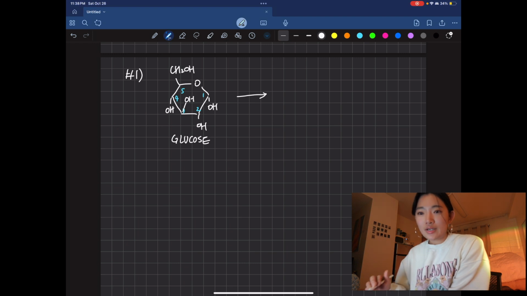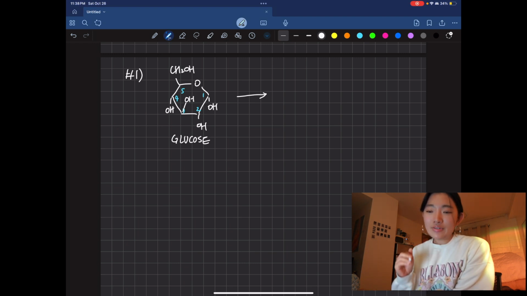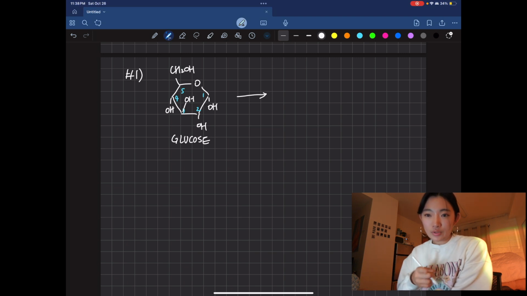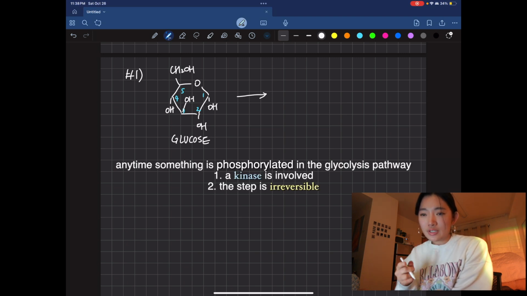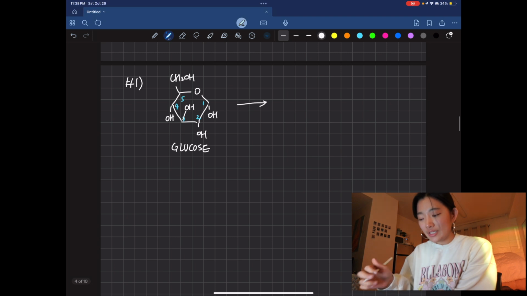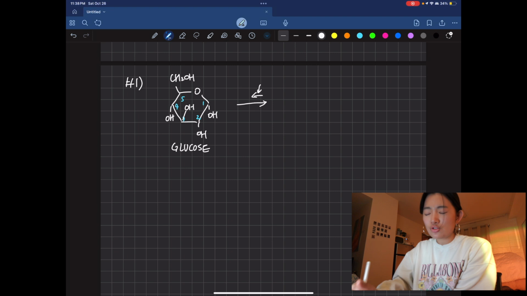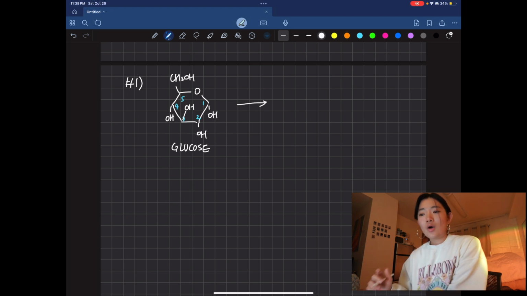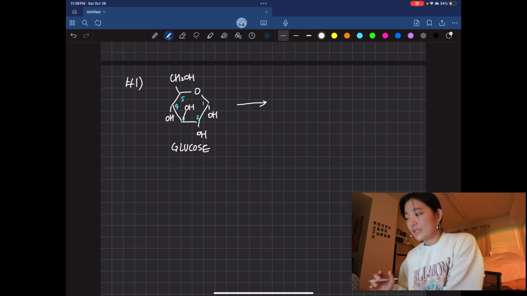Anytime throughout the glycolysis pathway, if you have an instance where you're phosphorylating something, two things to remember. Number one, it's always going to be done by some sort of kinase. And number two, it's going to be irreversible. Now, technically, is it completely irreversible? No, it is kind of reversible, but this step is so energetically unfavorable that we just say that it's irreversible. Why that is important is that every other step in the glycolysis pathway is going to be reversible.